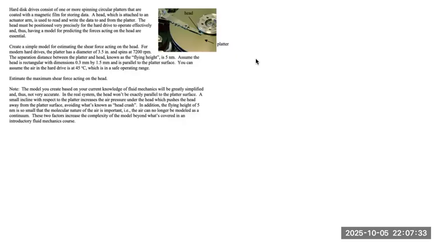The head must be positioned very precisely for the hard drive to operate effectively, and thus having a model for predicting the forces acting on the head is essential. Create a simple model for estimating the shear force acting on the head.